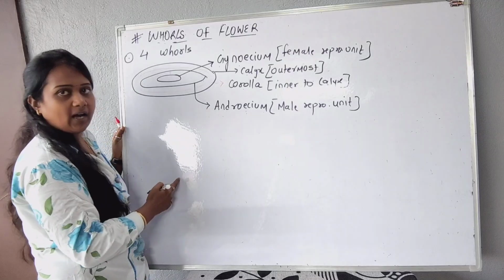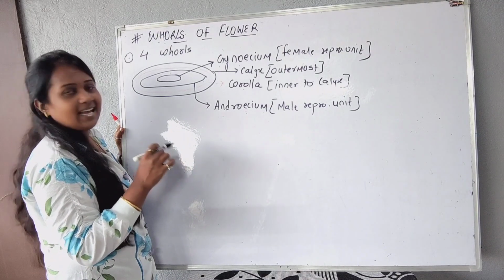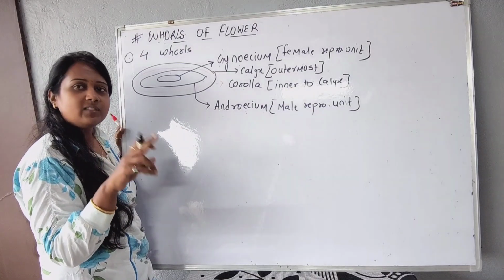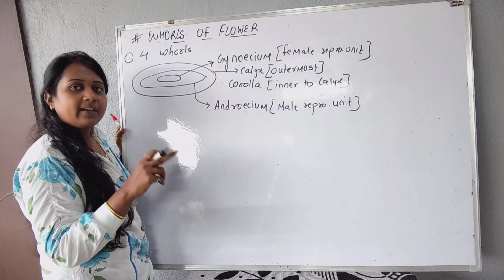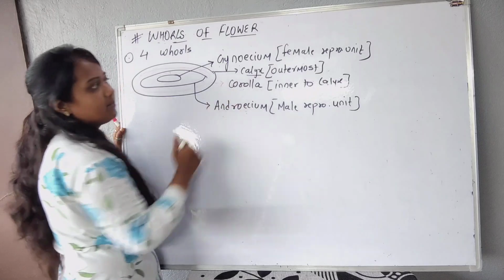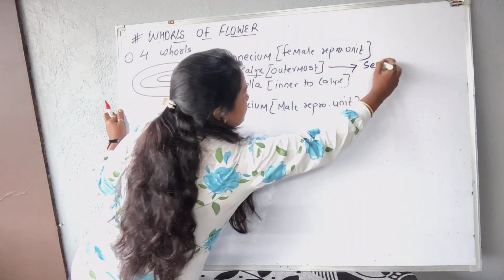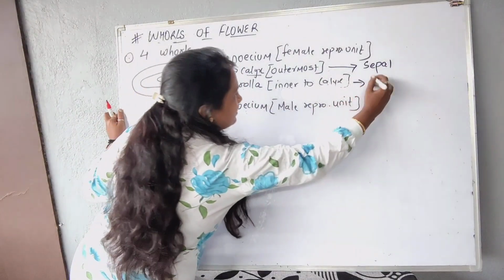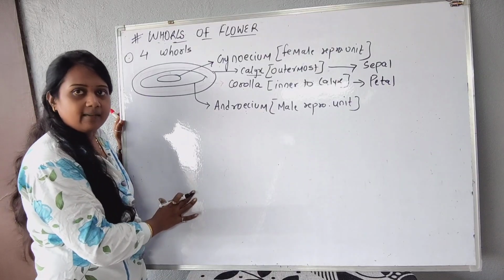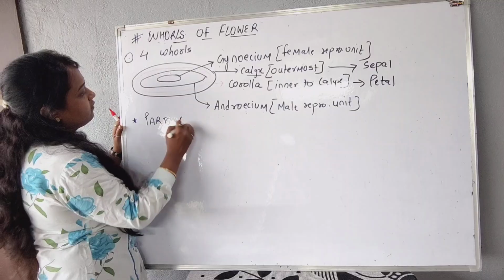Now, for understanding aestivation, which 2 are important? Calyx and corolla. Because in the definition we have just seen how we define aestivation: pattern of arrangement of sepal or petal with respect to another member of same whorl. So sepal is the member of which whorl? Calyx. So calyx unit is sepal and corolla unit is petal. For this, again we need to understand the parts of the flower.